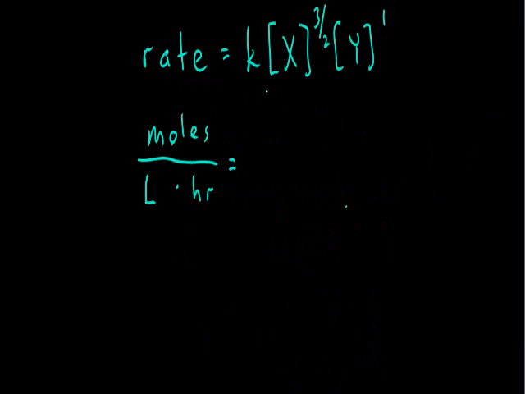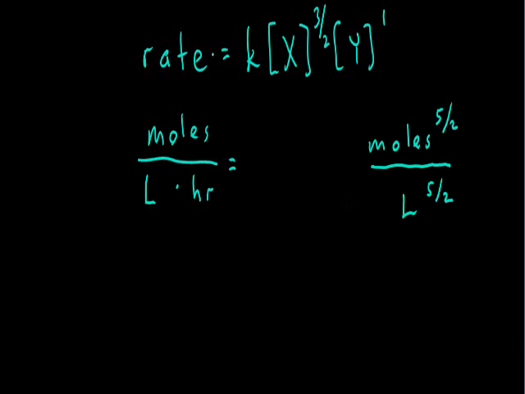In this case, we have a reaction that is overall order 2.5. We have x to the 3/2 and y to the 1: 3/2 order with respect to x and first order with respect to y. Our rate again is in terms of moles per liter per time. In this case, we have it in moles per liter per hour. We're going to use hours as our unit of time in this example.